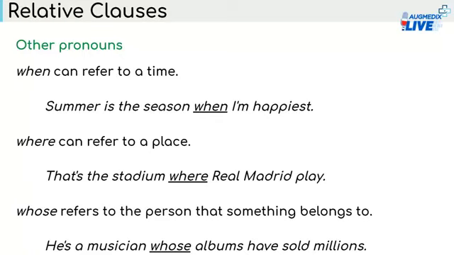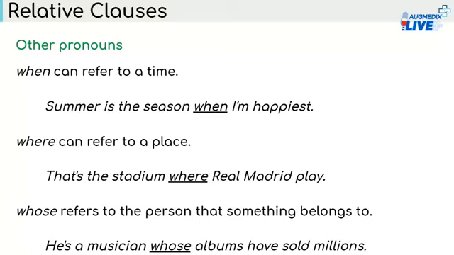Look at the second example here. That's the stadium where Real Madrid play. So which again is the relative clause here? Where Real Madrid play. This part is the relative clause in the sentence.